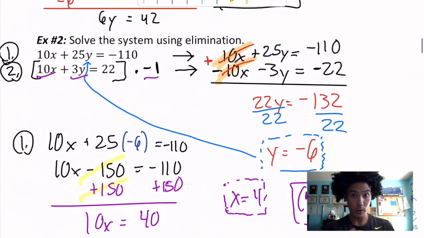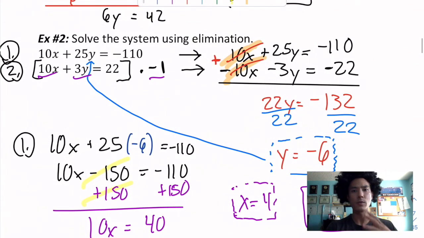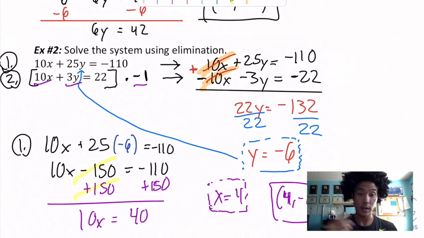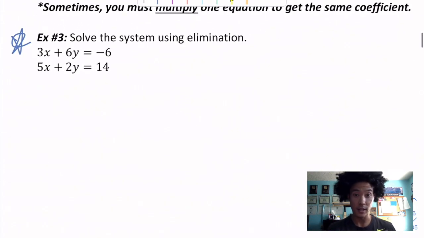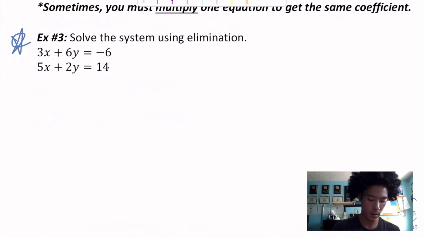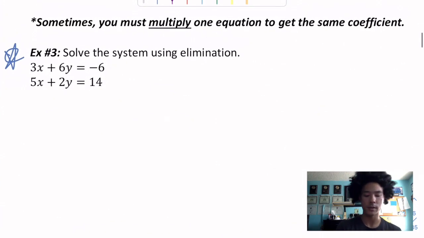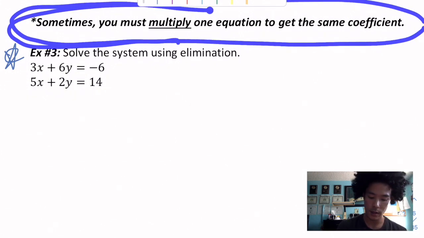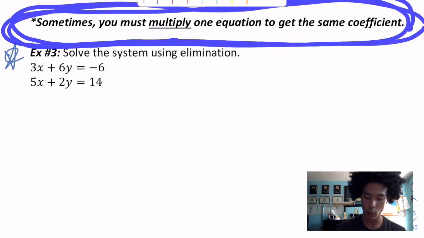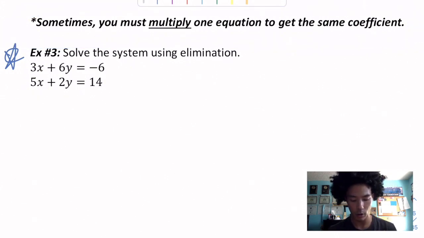Alright, I'm gonna do number 3. We're gonna do it together, okay? Again, this is all just the notes. It's just the practice part here. In class, the next time I see you guys, we're gonna do a lot of in-class problems. Alright. Read this to yourself. Read it out loud right now. Sometimes you must multiply one equation to get the same coefficient.